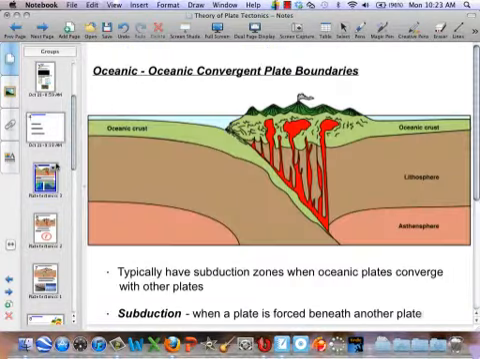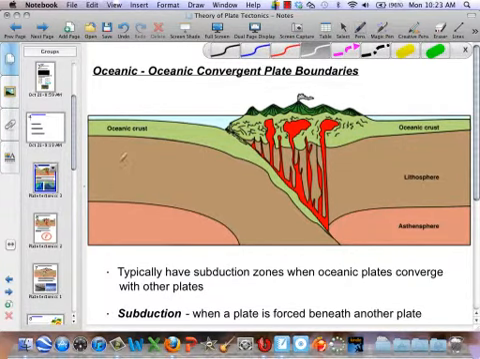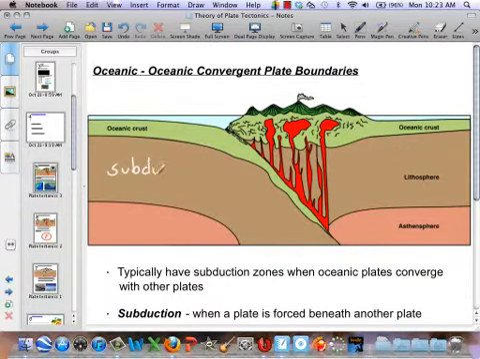The San Andreas fault is a perfect example. So in a normal convergent boundary, you have the transform boundary between the Pacific plate and the North American plate. But this right here is called the subduction zone. To be subducted means to get pushed under.